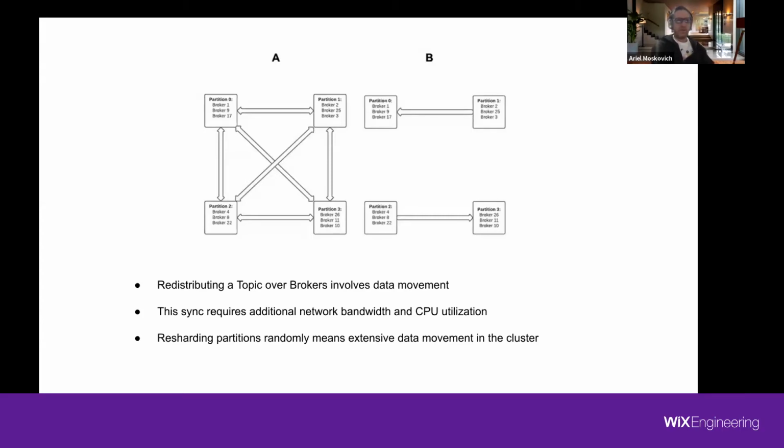And that can cause, of course, very high CPU utilization, network saturation, errors in producing, and lags in consuming. So we want to avoid that. What we do want is to minimize this data movement as much as possible. And we can do that by calculating the minimum changes that we need to make in each of our topics in the cluster in order to achieve the same goal, the same balance.